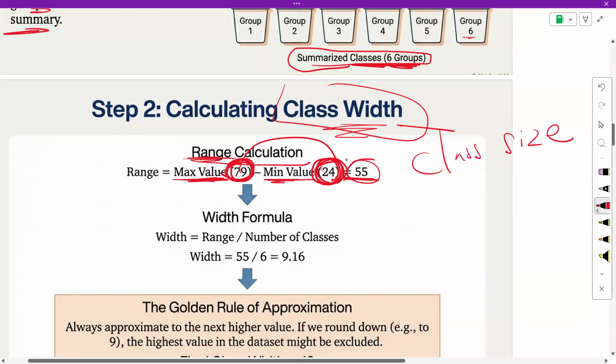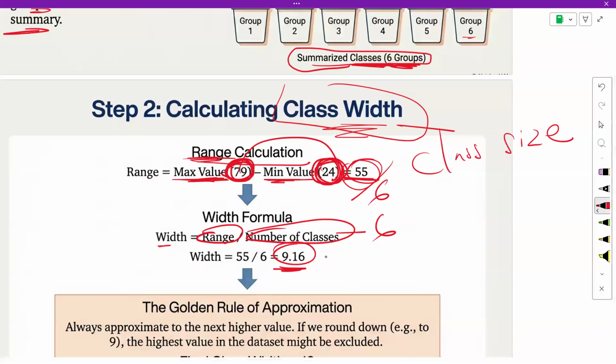From the range, we already decided the number of classes, 6. We decided to keep 6. The range, 55, divided by 6. So therefore, we will get 9.16 as the class size.